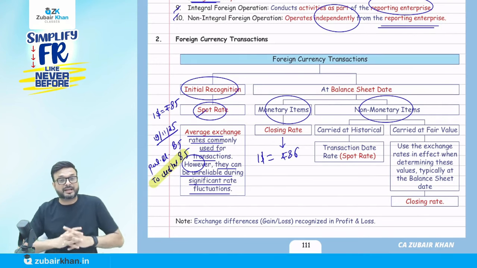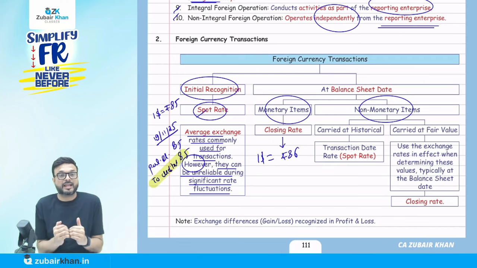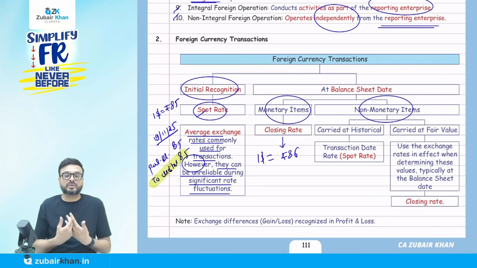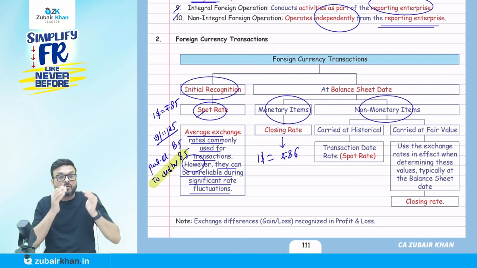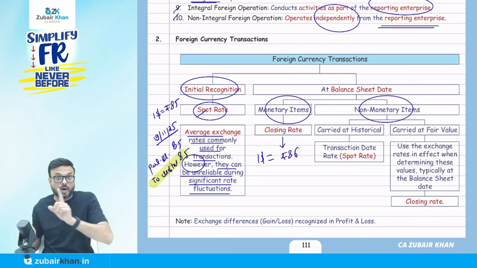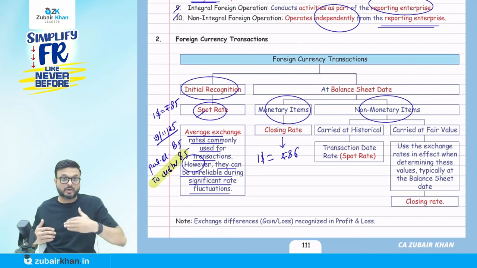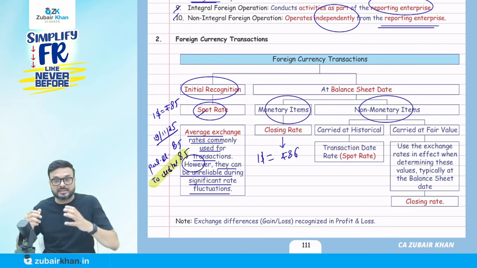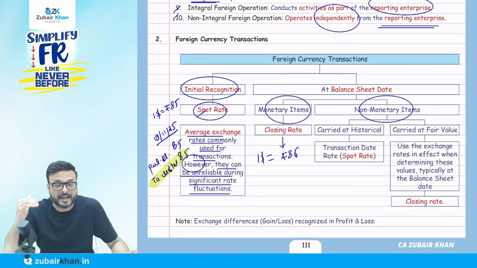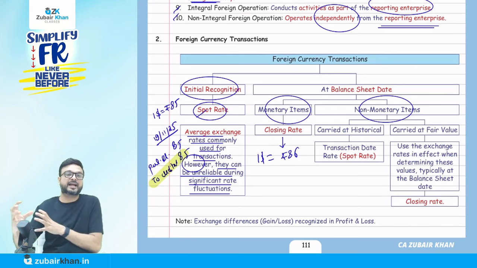So what is going to happen on the balance sheet date? This is a monetary item, so I have to use the closing rate. I am going to change it from 85 to 86, only for the creditor, not the purchase account. We are talking about the balance sheet items here. This creditor is a monetary item, so I am going to change the creditor from 85 to 86.